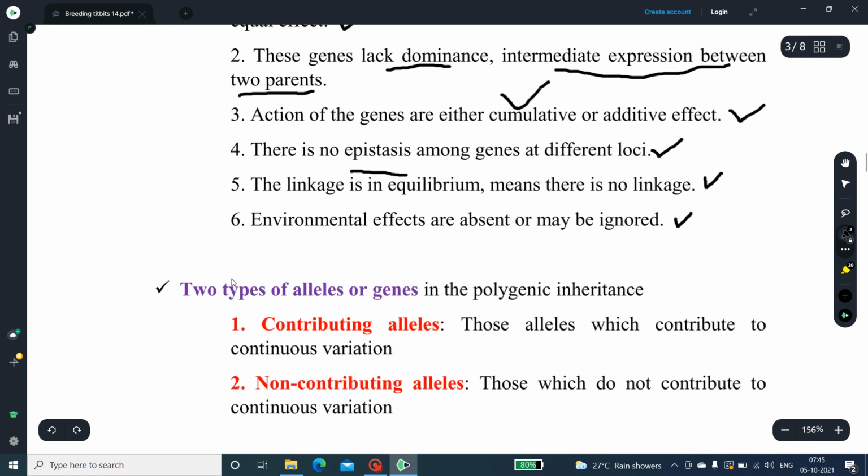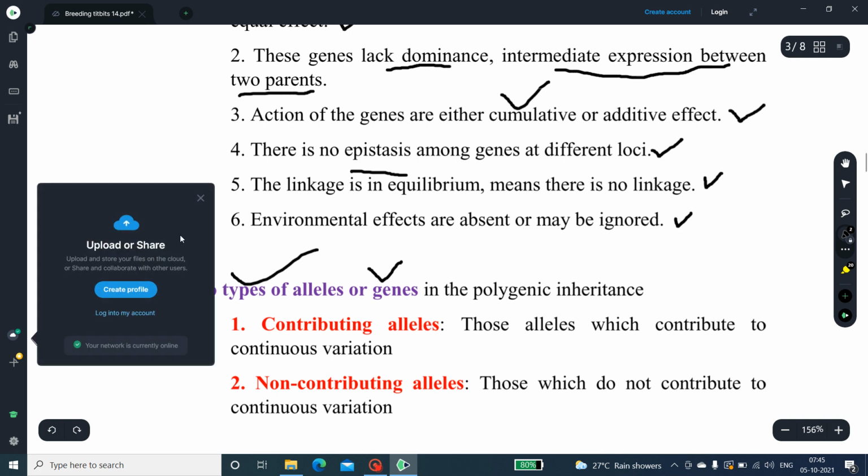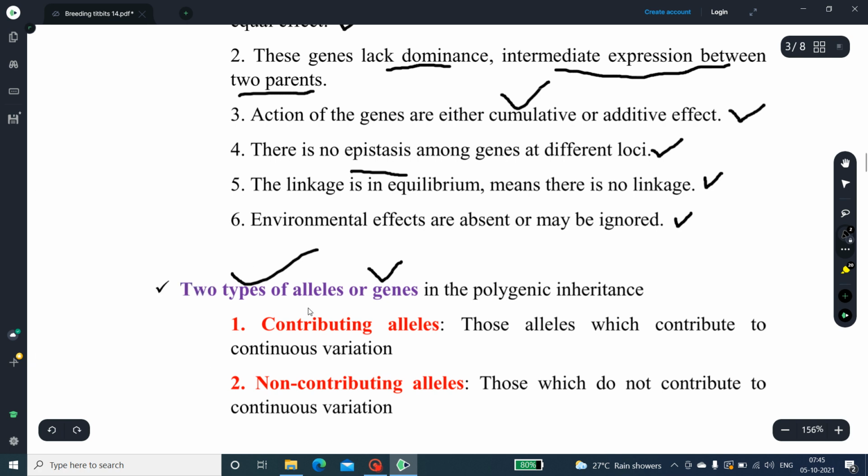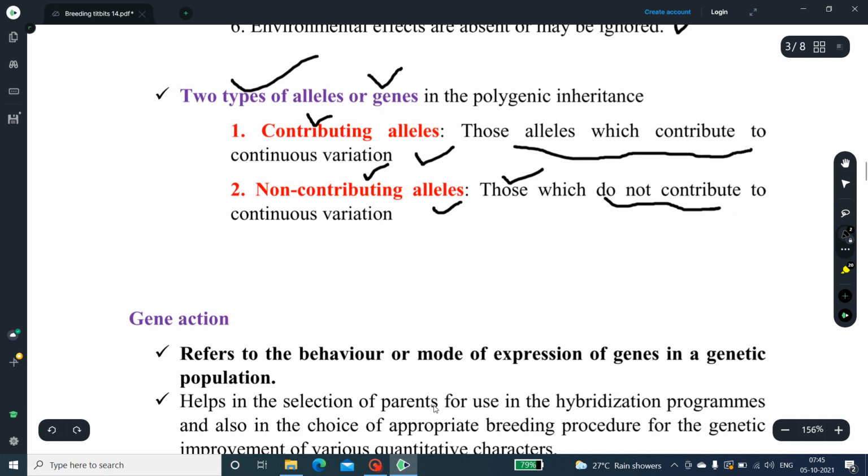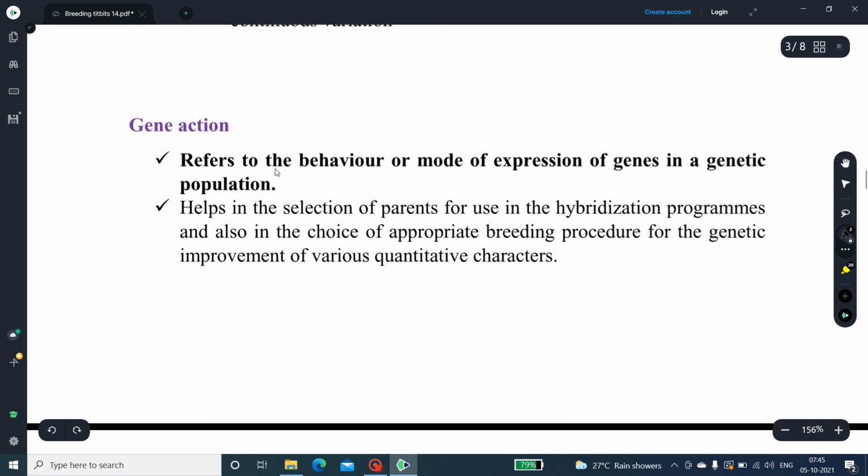And now we see there are two types of alleles or genes in polygenic inheritance. The first one is the contributing alleles, that means those alleles which contribute to continuous variation. Whereas non-contributing alleles are those which do not contribute to continuous variation. And now we will discuss gene action.